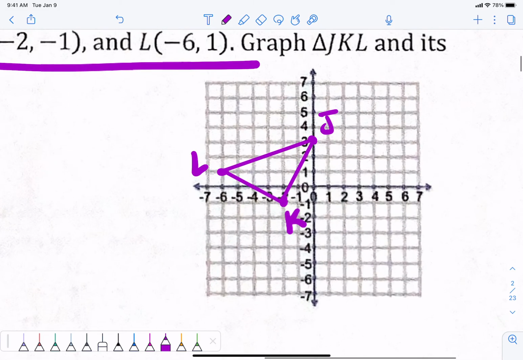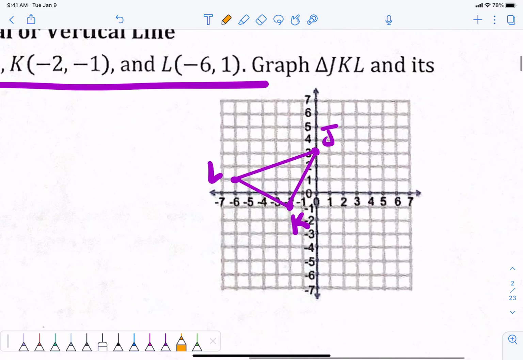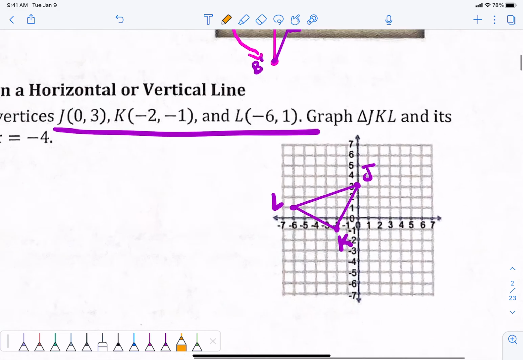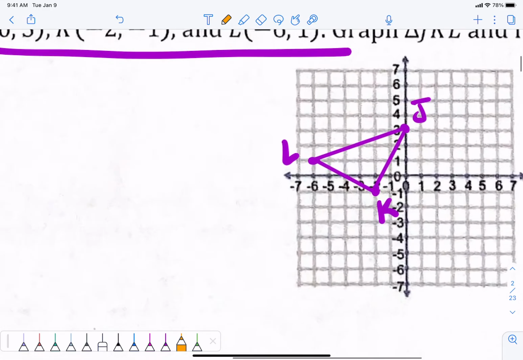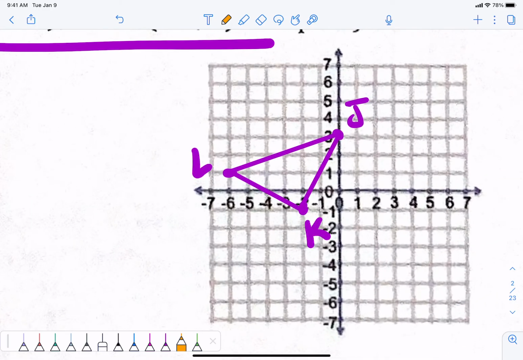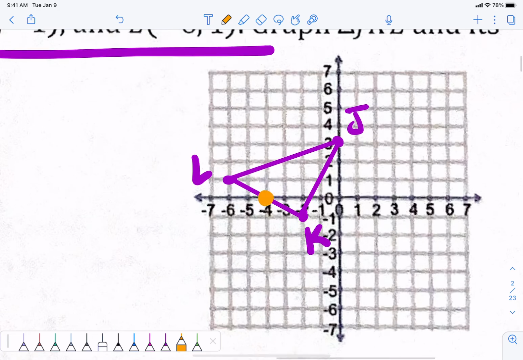He's okay. He's good. Okay. And then after we graph him, we want to reflect him across the line x equals -4. Okay, so let's draw that line x equals -4. How do you draw x equals -4? It's a vertical line. You go to -4 on the x, right? And then you draw a straight up and down line. So on -4, there he is, right there.